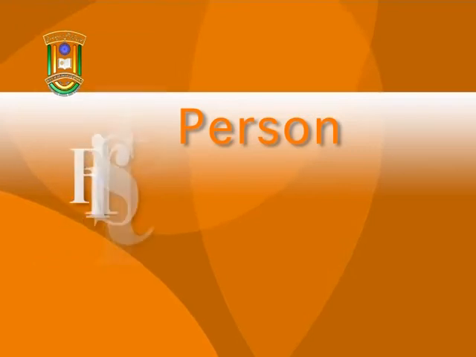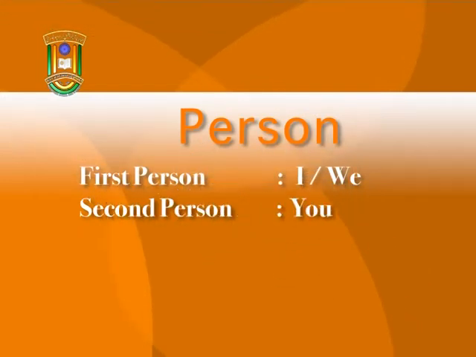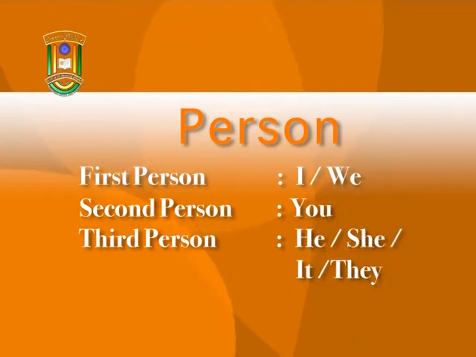One such concept is person. In English, there are three kinds of person. First person, represented by I and we. The second person, represented by you. And the third person, represented by he, she, it, they, or it could be the name of an individual or names of persons, places, animals or things.